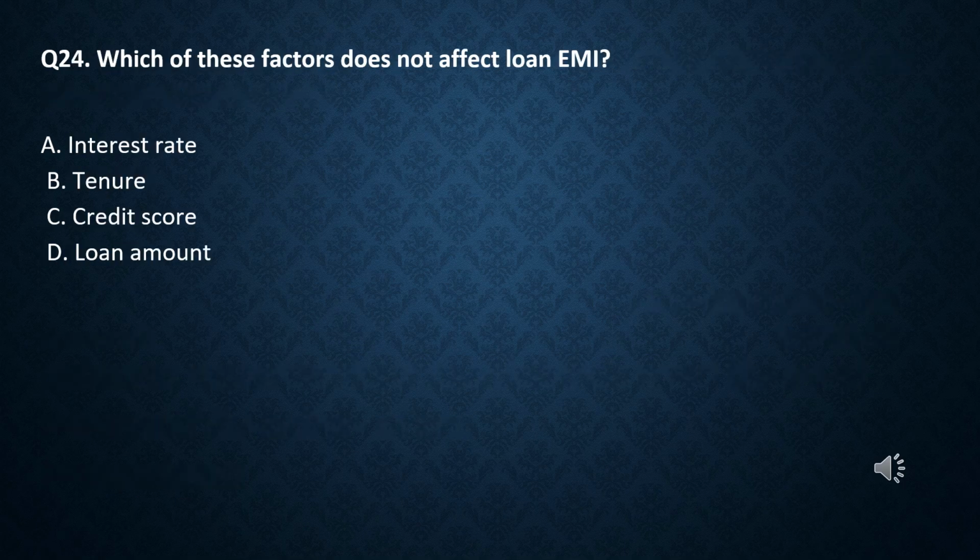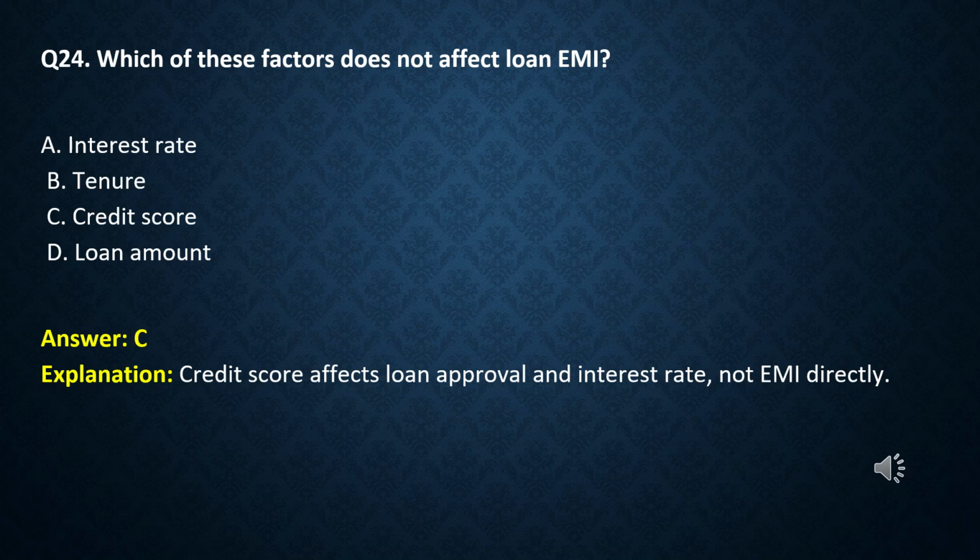Next question. Which of these factors does not affect loan EMI? Option A interest rate, option B tenure, option C credit score, and option D loan amount. Correct answer is option C, credit score. It affects loan approval and interest rate, not EMI directly.